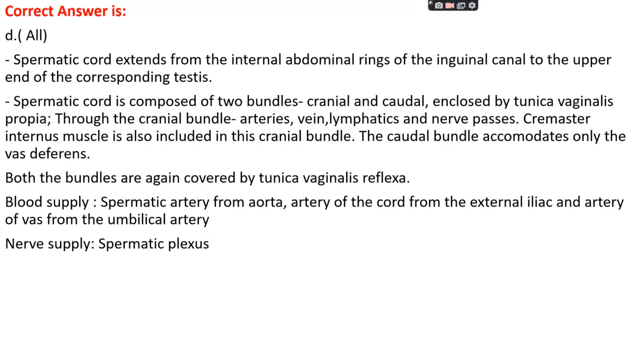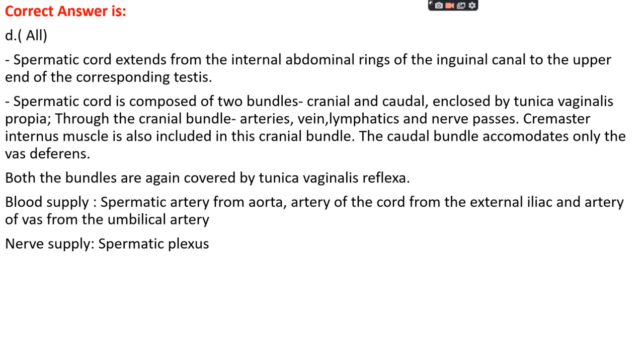The spermatic cord extends from the internal abdominal ring of the inguinal canal to the upper end of the corresponding testis. The spermatic cord is composed of two bundles, a cranial and a caudal bundle, which are enclosed by the tunica vaginalis propria. Through the cranial bundle, the artery, vein, lymphatics, and nerves pass, and the cremaster internus muscle is also included in this cranial bundle, while the caudal bundle includes only the vas deferens. Both bundles are then covered by the tunica vaginalis reflexa.